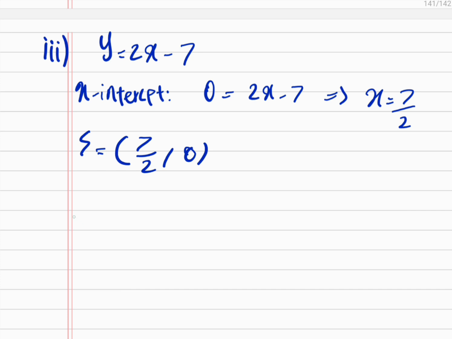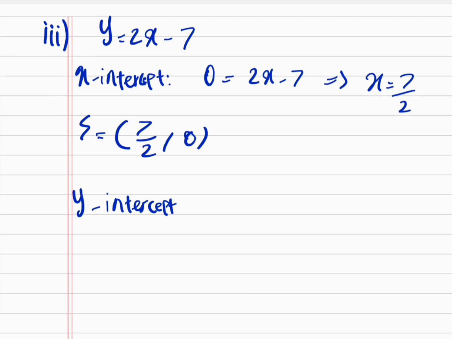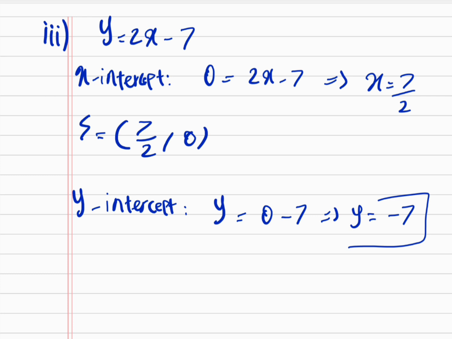And we repeat the same trick for the y-intercept. So this time we set x equal to 0, because the y-intercept has an x-coordinate of 0. So that means we are going to have y equal to 0 minus 7, and y is just equal to minus 7. So the other point that we called R has coordinates 0, minus 7.